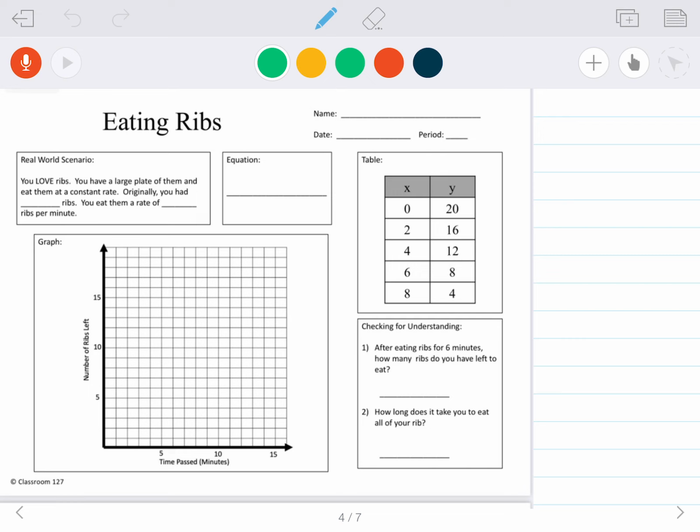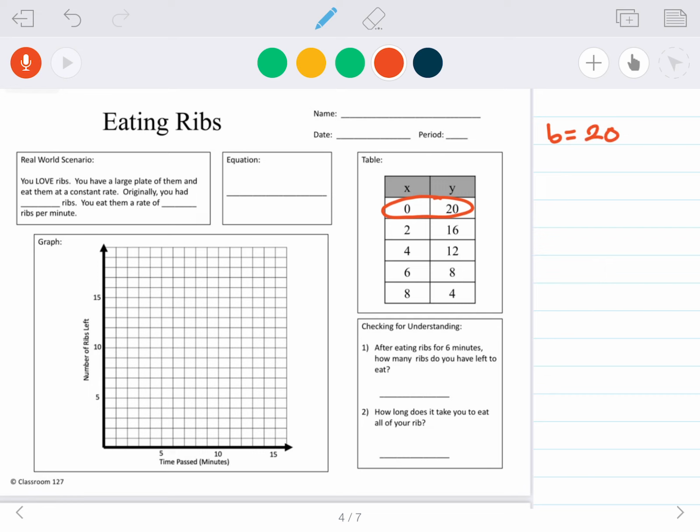All right, so the next situation we're dealing with is eating ribs. And again, we're given a table of values that we can use to graph this function and come up with our equation. So the first thing is we see the y-intercept. When x is 0, y is 20. So that is our first clue for our equation.